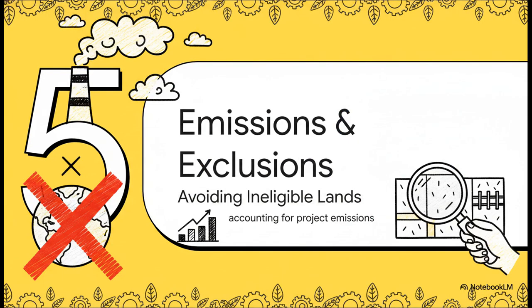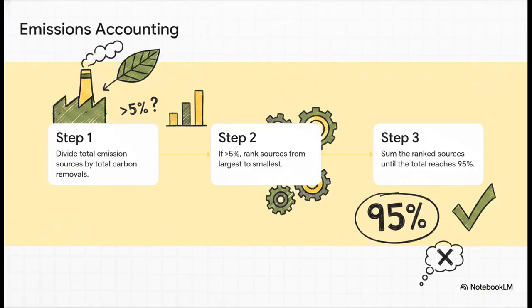All right, part 5. Let's talk about emissions and exclusions. Version 1.1 introduces this brilliant 5% rule that acts as a massive time saver. It really takes the guesswork right out of your emissions accounting.